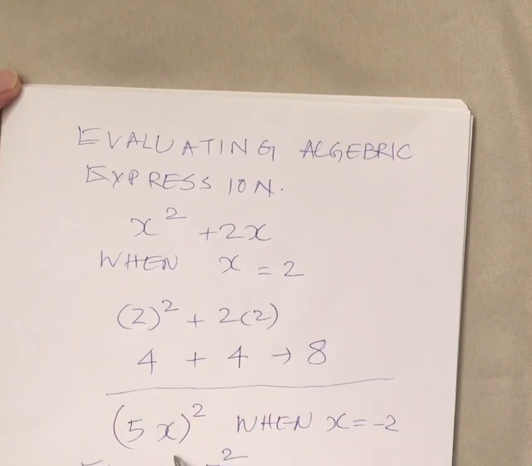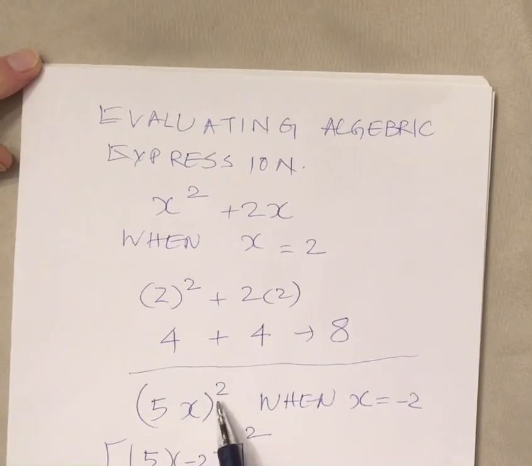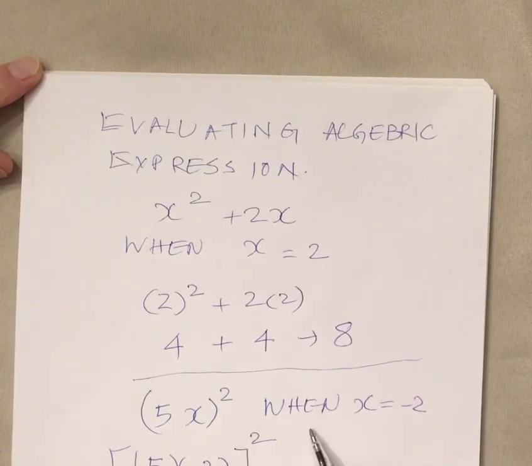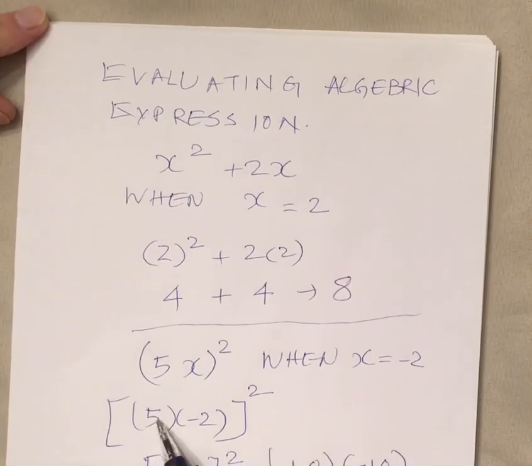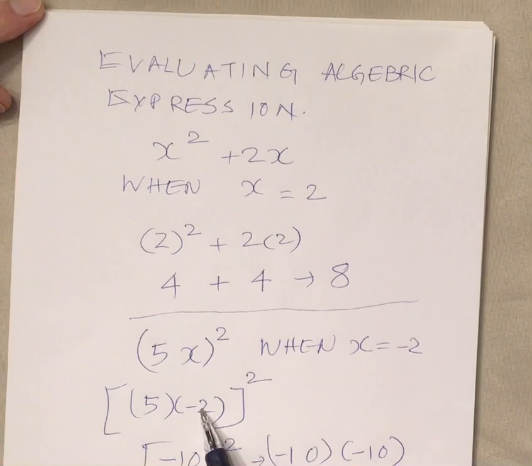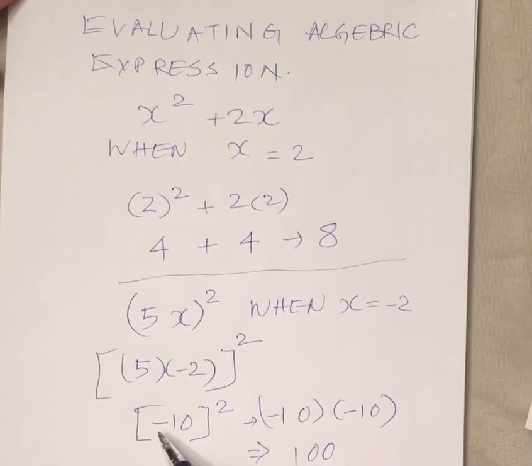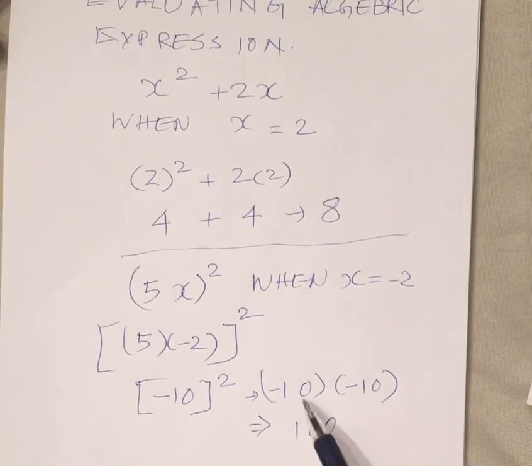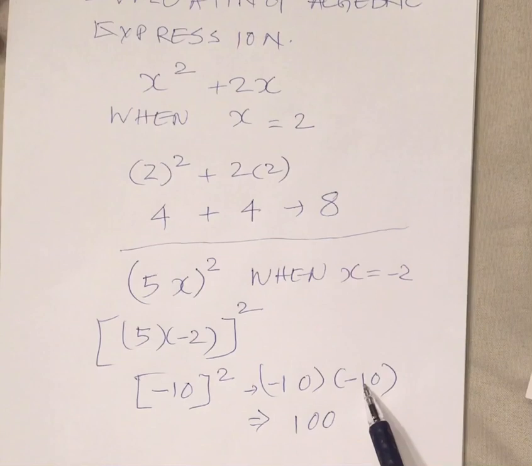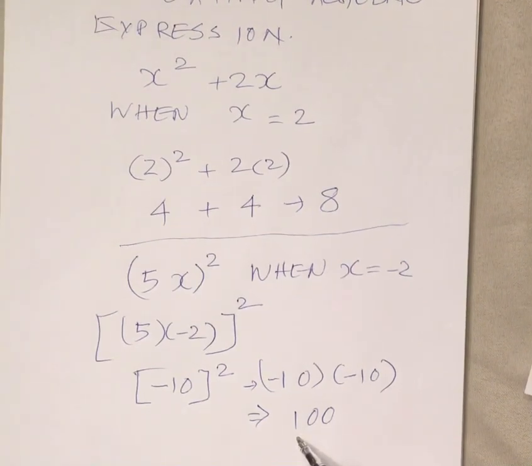Another example. Let's say we have 5x in parentheses to the power 2 when x is negative 1. So we first multiply 5 times negative 1, then we raise it to the power 2. So it will be negative 5 squared, which is negative 5 times negative 5, and ultimately the answer is 25.